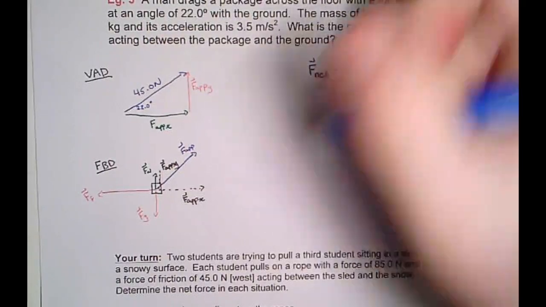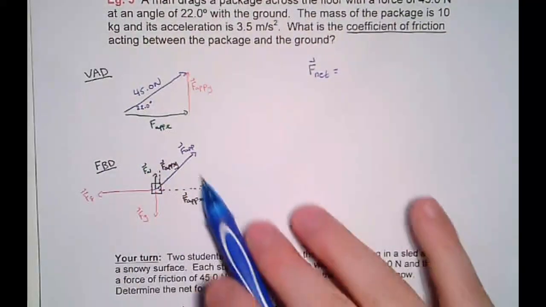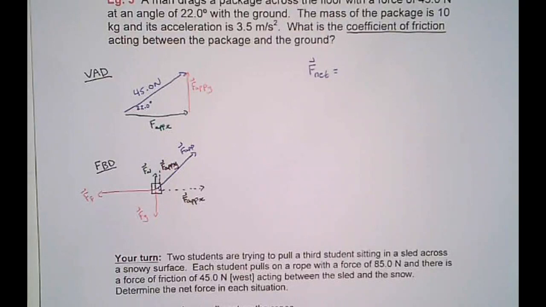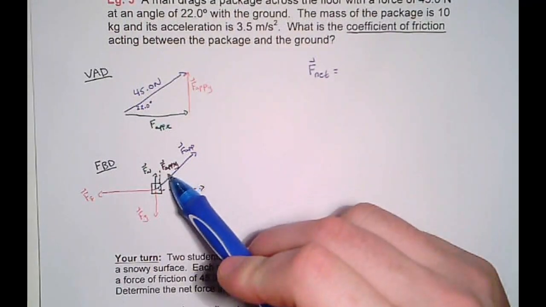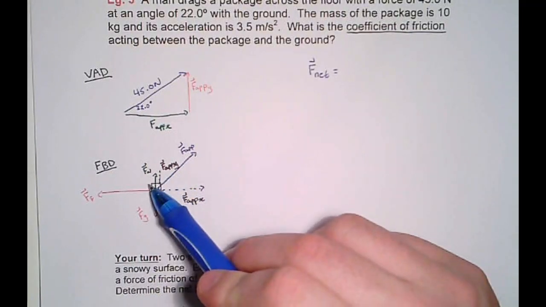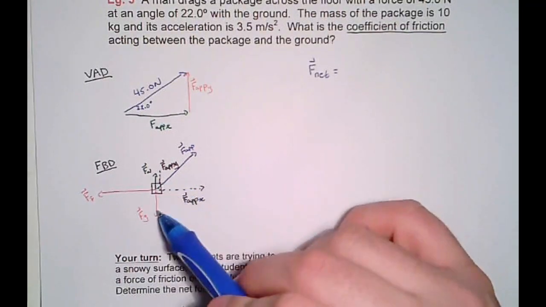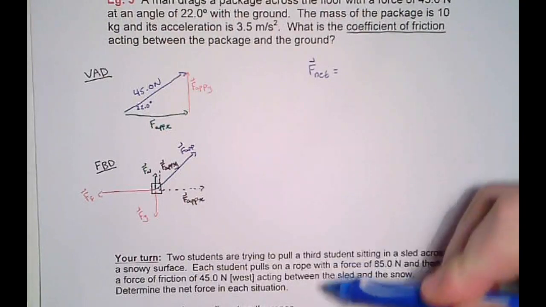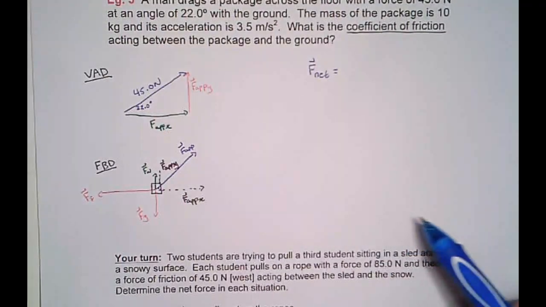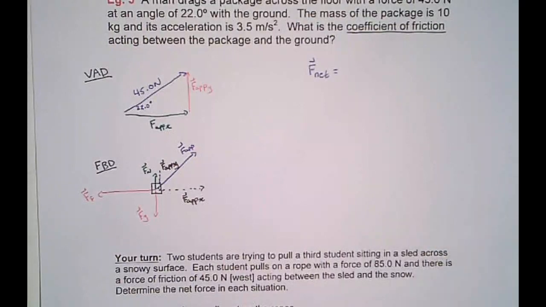We have F net is equal to what's acting on it, just like we do in our dynamics problems. So this force applied in the y direction and this normal force are going to cancel with the force due to gravity. Right? The package is not being lifted, it's not being sunk into the ground, it's staying right along the surface of the floor. So because of that, we don't include those.